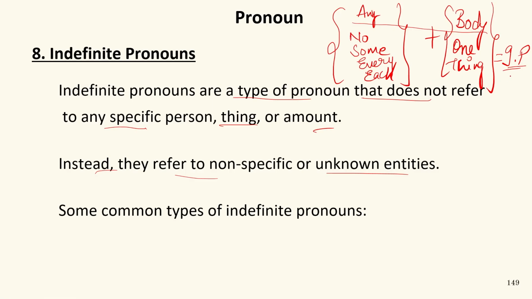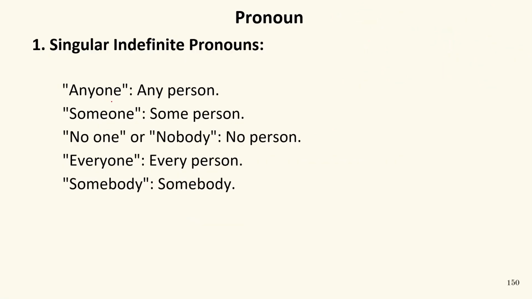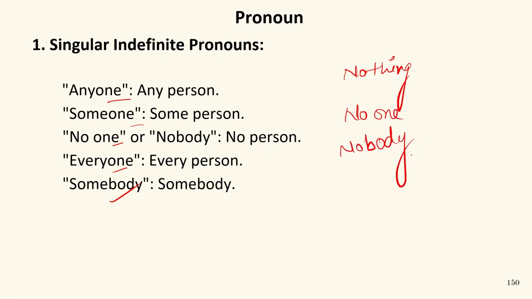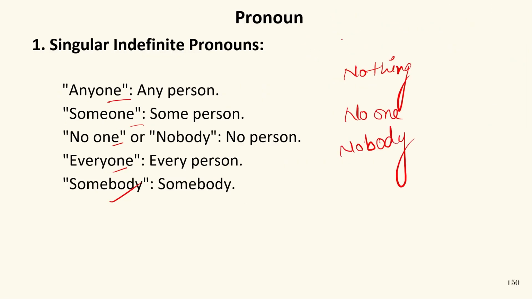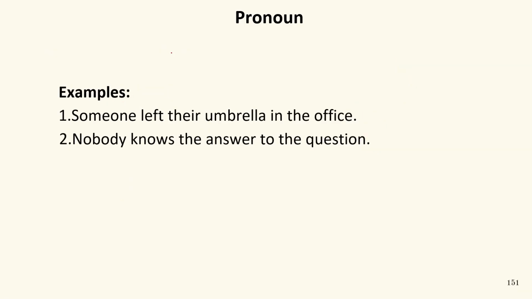With every indefinite pronoun, we always use singular form of verb. Now, some types of indefinite pronouns are any, anyone, someone, no one, everyone, somebody. Let's take some more like nothing. This is also an indefinite pronoun. No one, that is also. Nobody, that is also an indefinite pronoun. And all the indefinite pronouns that we have read over here, we can state, these are singular indefinite pronouns.